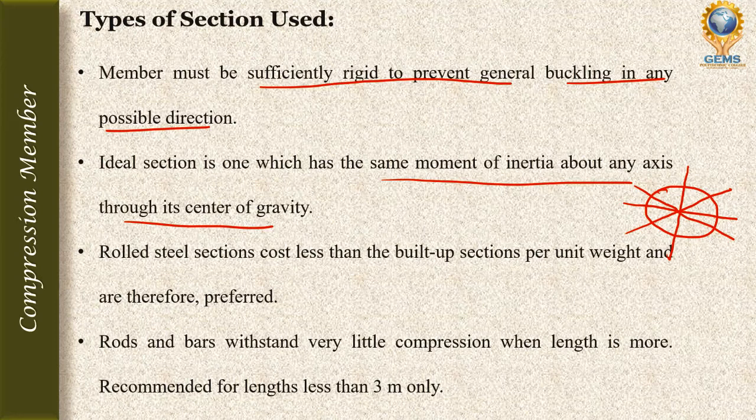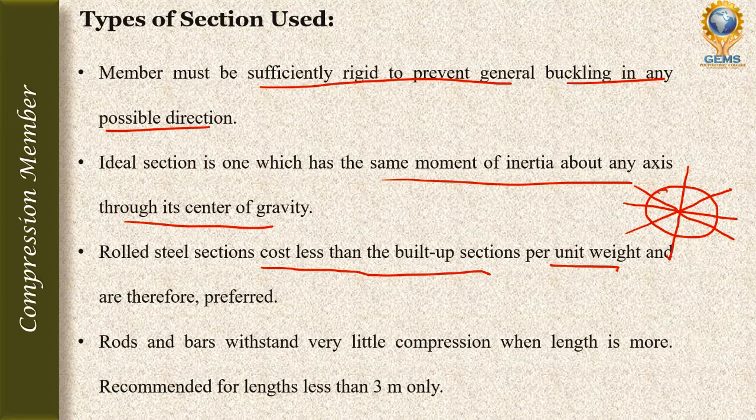So according to that, the rolled steel sections are preferred. Why rolled steel sections are preferred: for the same unit weight, a rolled steel section costs less than the build-up sections. In the rolled steel sections, there are different types available: I sections, channel sections, tubular sections, rods and bars, and angle sections.